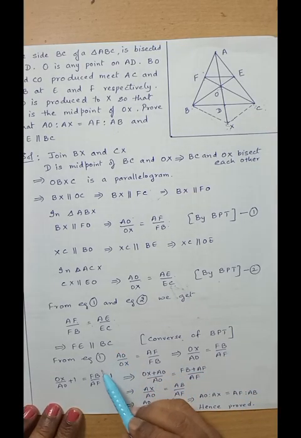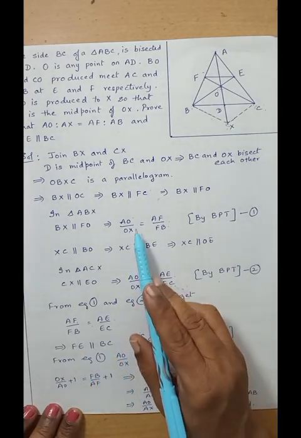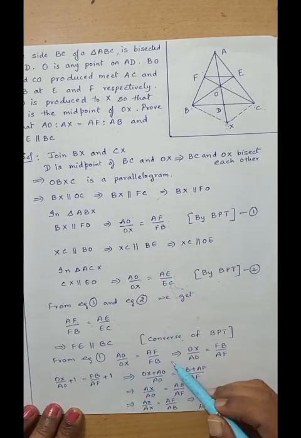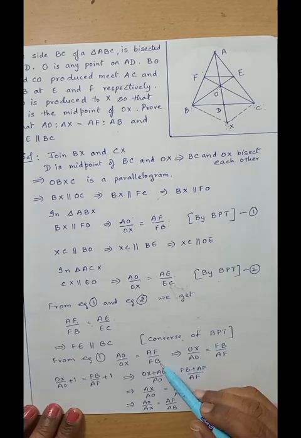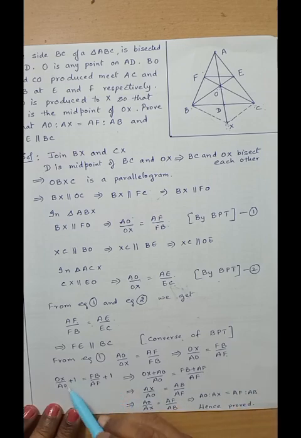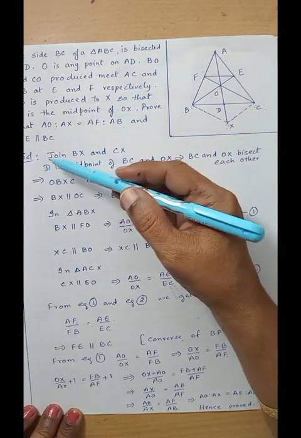From equation 1, we have AO by OX is equal to AF by FB. We can rewrite it as OX by AO is equal to FB by AF. By adding 1 on each side, we get OX plus AO by AO is equal to FB plus AF by AF, which is AX by AO is equal to AB by AF. It can be rewritten as AO by AX is equal to AF by AB. Hence, AO is to AX is equal to AF is to AB. It is proved.